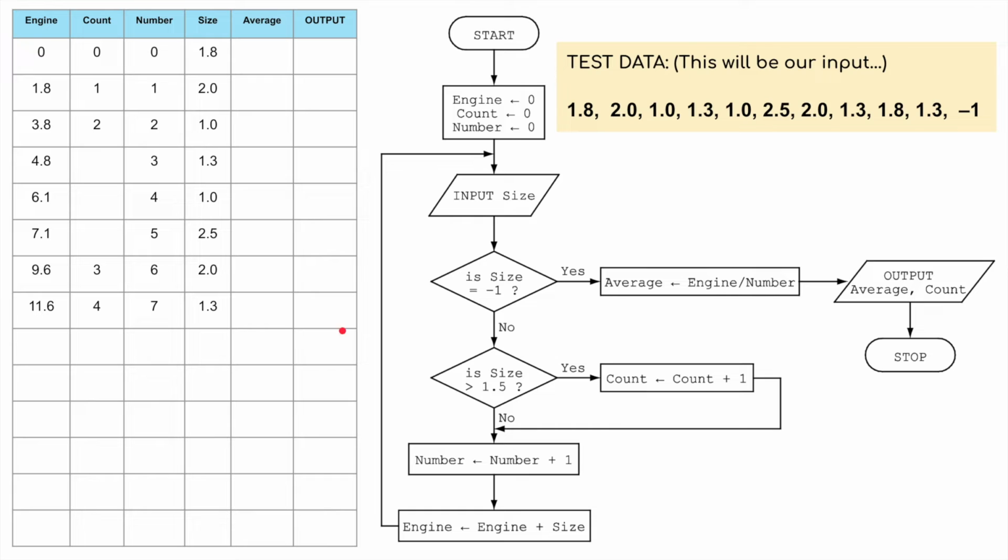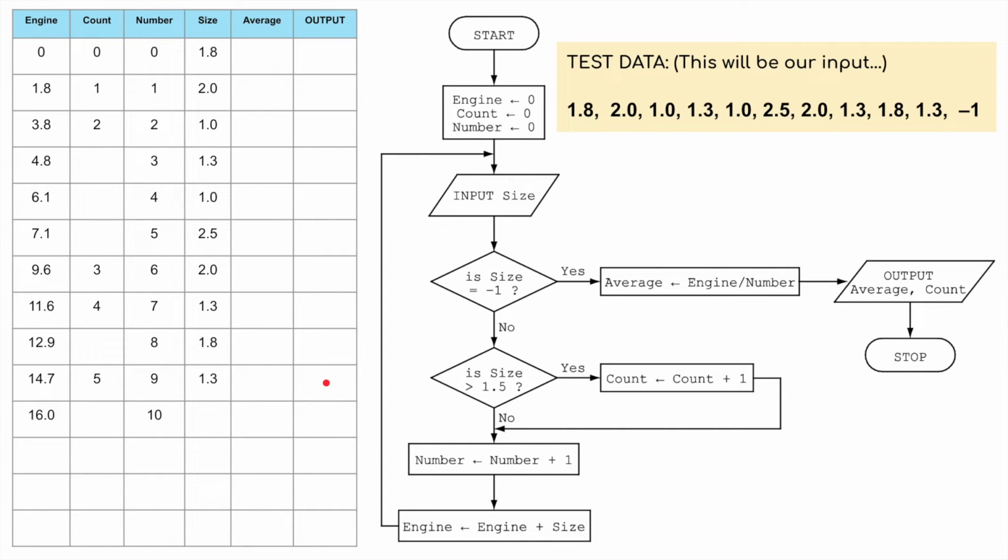Now we're on 1.3, so we've gone less than. So add 1 to the number, because we've come down here now, and we add to the engine size. Okay, here we are. Now we're on 1.8, so 1.8 goes into the size. Is it greater than 1.5? Yes, it is, so we need to add to the count. Then we add to the number, then we total up the engine size. So we're on 14.7, and we're currently here. We've got two numbers left. So 1.3 gets added. This, of course, is less than 1.5. So 1 to the number, and then we total up, and we're now on 16 for the engine size.